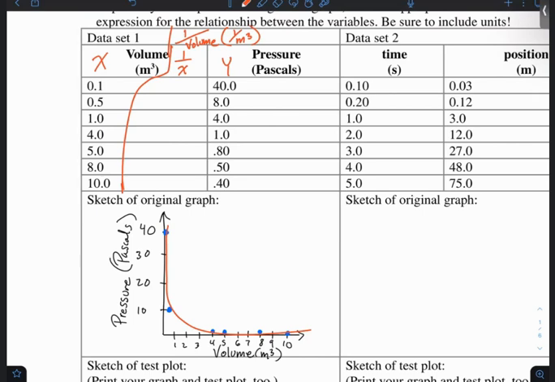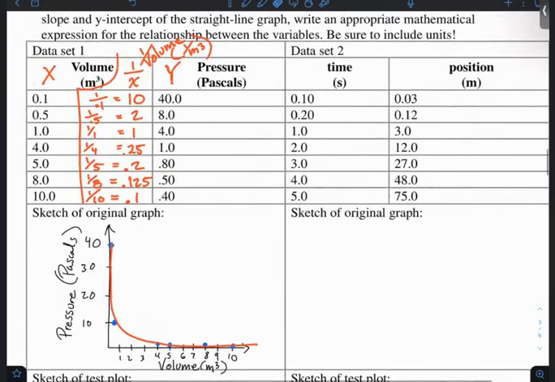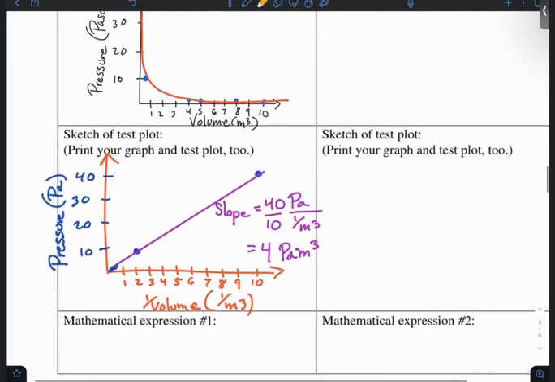All right, so if I'm going to do 1 over x for each of these, I'm going to go 1 divided by 0.1, which is 10. 1 divided by 0.5, that's 2. 1 divided by 1 is 1. 1 divided by 4, and you get the idea. So now I've gone through and filled in what each of these is equal to. Now I'm going to graph this 1 over x, or 1 over volume, versus the original y.